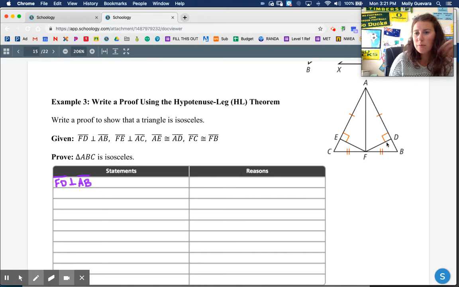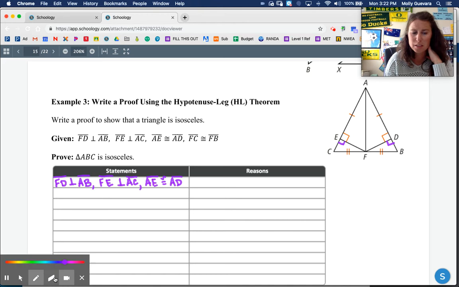So that's how we got the right angle here, and then also here too, right? I'm given that FE is perpendicular to AC. And again, that's how I got that right angle and this right angle as well. I'm given that AE is congruent to AD, and that's something that we had already noticed with these tick marks.